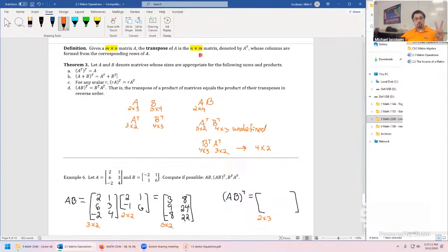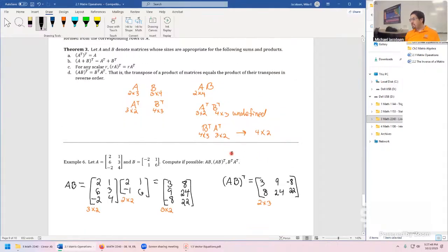Transpose is going to literally swap the rows and the columns. And you can really do this in any order. You could take the column and make it the row. If you're doing this verbatim, then you might be taking the row and making it a column. So 3, 8 is column 1. 9, 24 is column 2 of the transpose. And -8, 22 is column 3. But that's just the same as taking this whole column 1 and making it row 1, and taking this whole column 2 and making it row 2. Either way, we have (AB) transpose.